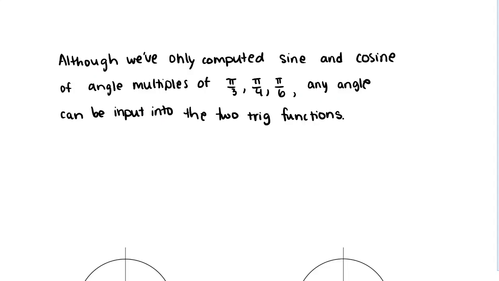So those were two examples of computing outputs of sine and cosine, and really we've only computed outputs of sine and cosine that came from input multiples of pi over 3, pi over 4, and pi over 6. And I just want to take a moment to emphasize that really we can input any angle into these two trigonometric functions. We'll typically stay with these nice angles that are multiples of pi over 3, pi over 4, and pi over 6, but really we can plug in any angle into these two functions. Though typically, outside of our special angles, this will require using a calculator.